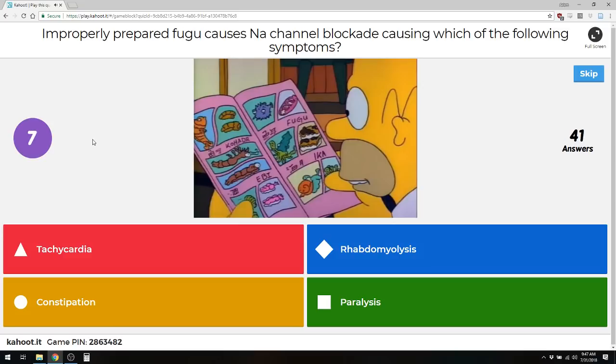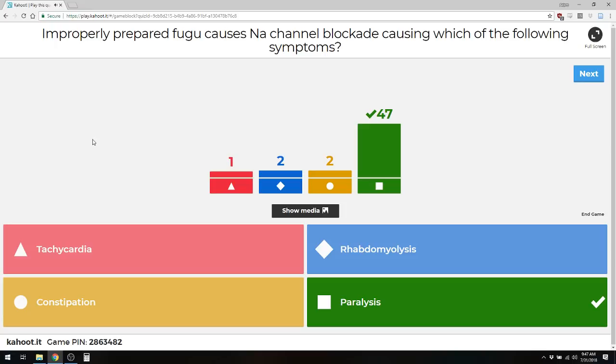Has anyone ever had fugu? I have not, unfortunately. Good job, yeah. So why does this cause paralysis? Because it's not letting sodium get in, so it's not activating the calcium channels, so no contraction.